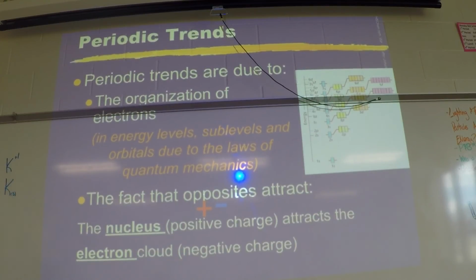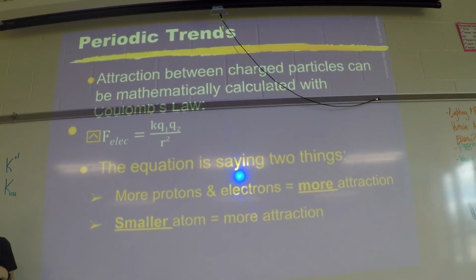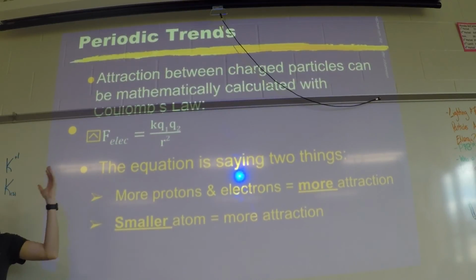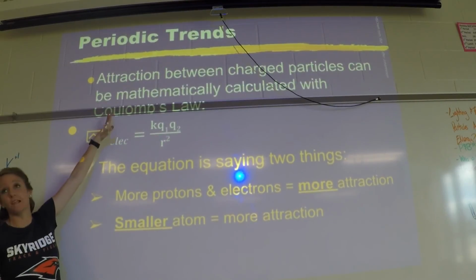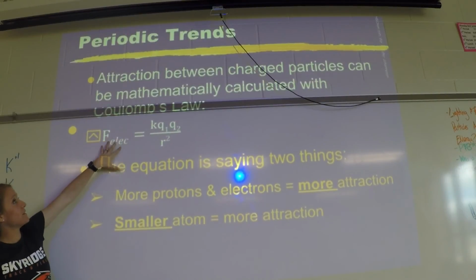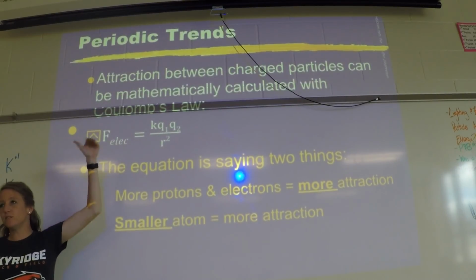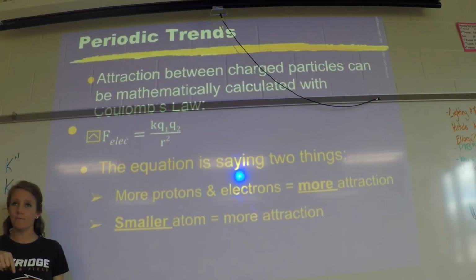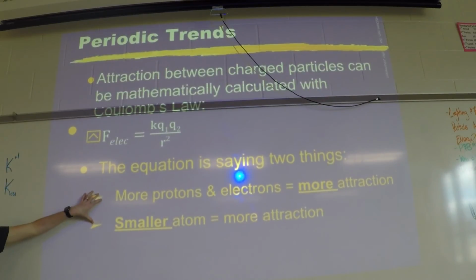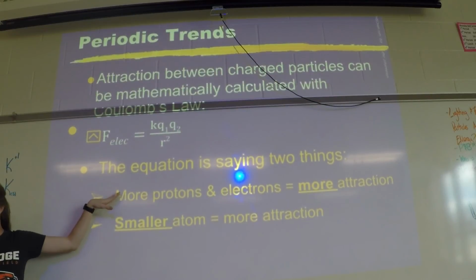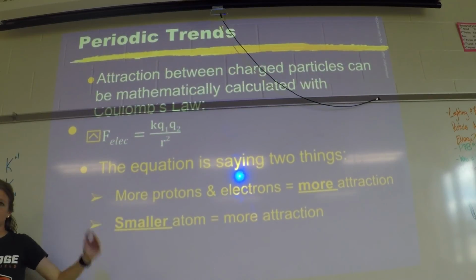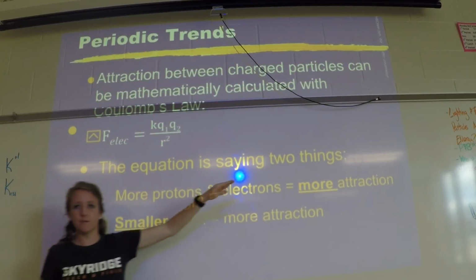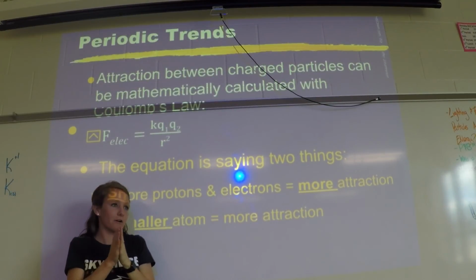So when we look at this idea of positives and negatives, it goes down to a technical term known as Coulomb's law. This right here is the equation. We're not going to focus on using the equation. What I want you to know from it are these two things. Coulomb's law tells us the more protons and electrons something has, the greater the attraction. I think of it as more positives, more negatives, the magnet is stronger.